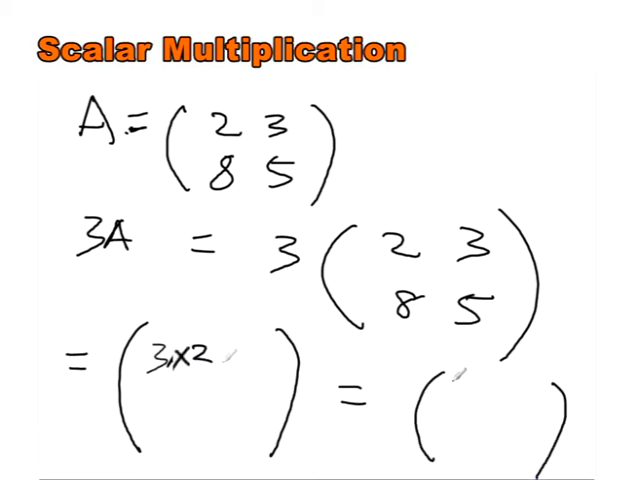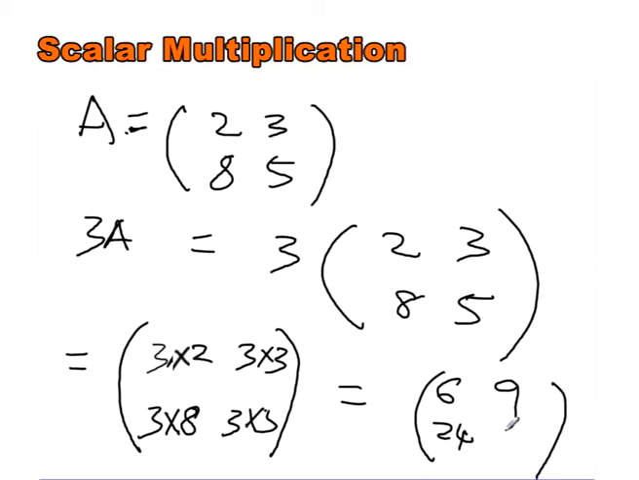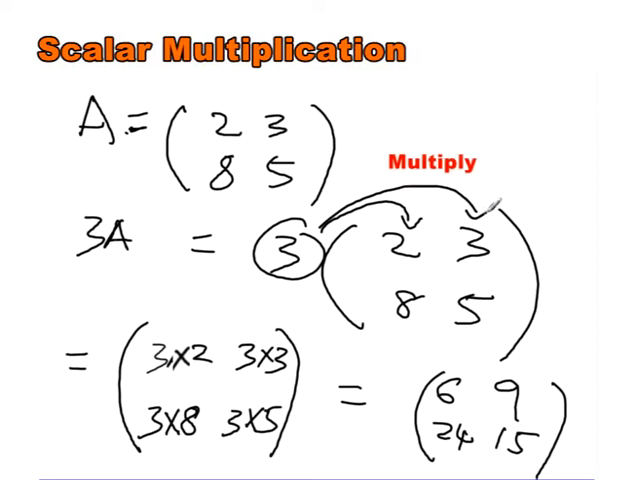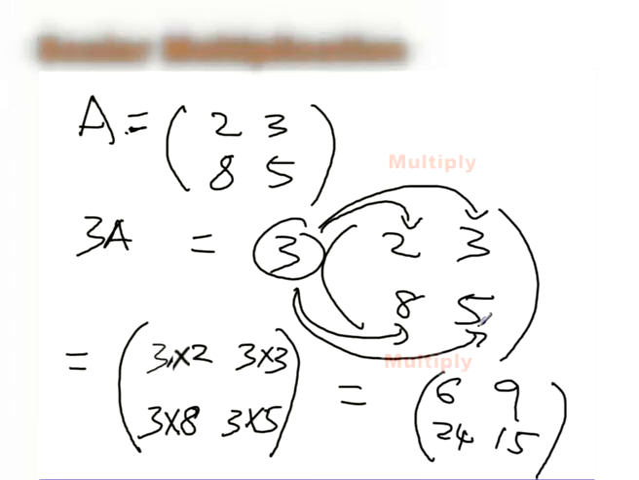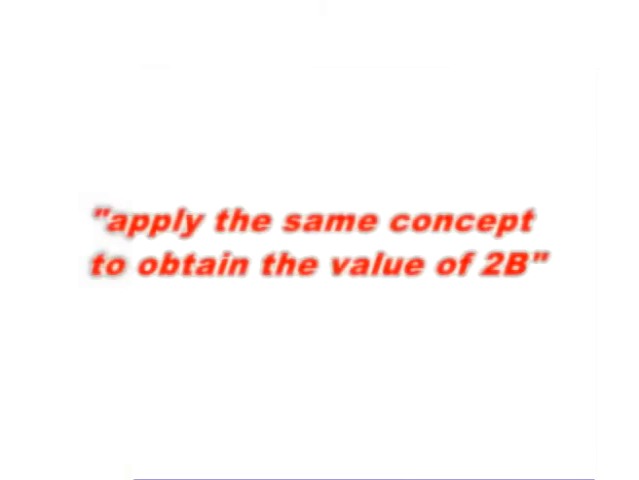3 times 2, which will give you 6. 3 times 3, which will give you 9. 3 times 8, which will give you 24. And finally, 3 times 5, which will give you 15. As you can see, 3 will multiply with this, this, this, and this. We are going to apply the same concept to obtain the value of 2B.